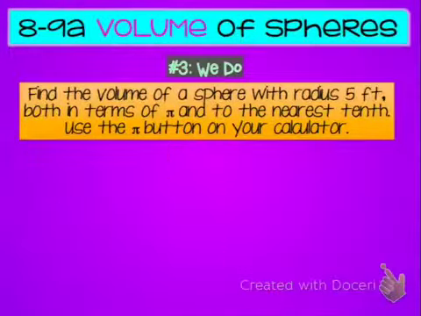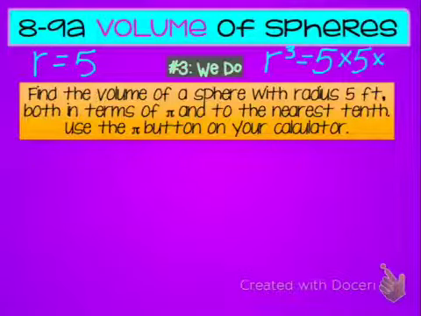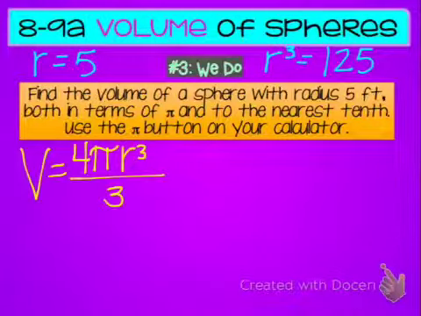Okay, number 3, we're going to go back to a we do, so we'll do these together. Find the volume of a sphere with a radius of 5. So our radius equals 5. We need to find radius cubed: 5 times 5 times 5, and that is equal to 125. So now I need my formula, and I'm going to substitute 125 in for my r cubed.